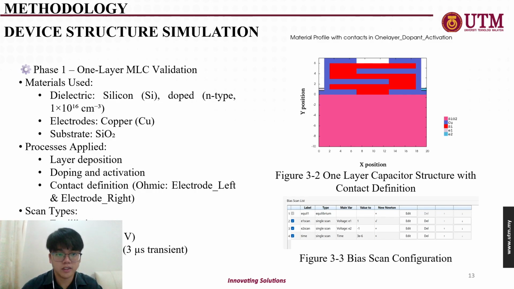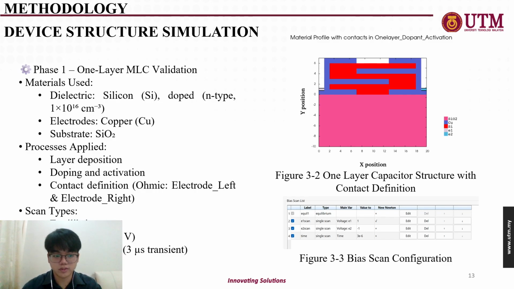Focusing on validation, the model structure acts like a capacitor. Figure 3.2 shows the one layer capacitor structure with contact definition. The material used for the electrodes is copper, the substrate used is SiO2, and the dielectric used is silicon doped with n-type concentration of 1 × 10^16. The process applied includes layer deposition, doping and activation, and also contact definition using the ohmic type for the left and right electrodes.